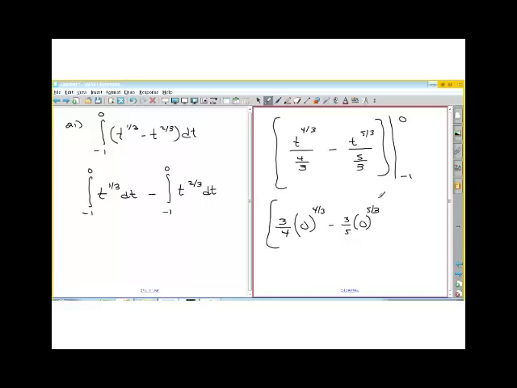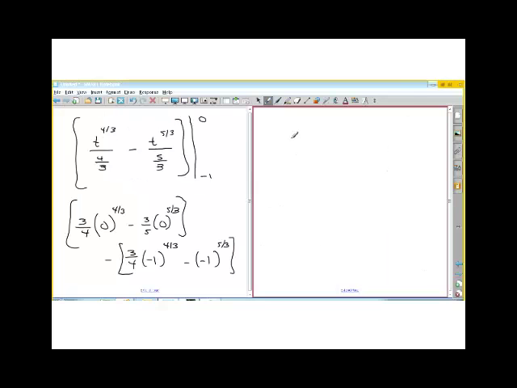In this case, the upper limit is 0. That's the function evaluated at the upper limit. Then we do the lower limit. So we get -1 to the 4/3 and minus -1 to the 5/3. Okay, so the first part's 0. 0 to any power is 0, except I guess 0 to the 0 power, maybe. Can't remember that. So then you subtract off the lower limit.